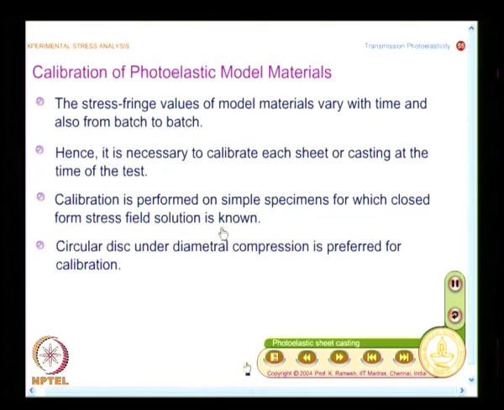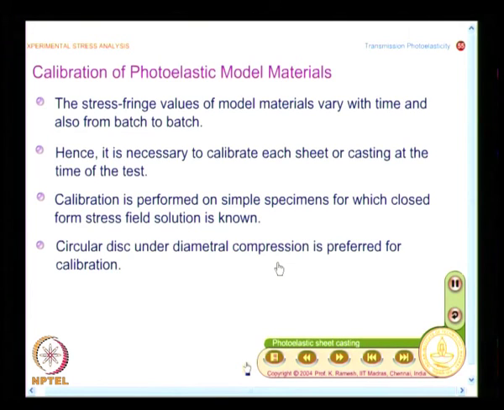When it is a very crucial step, I should perform a very careful experiment to find out f sigma, and for me to do that, what is preferred? Circular disc under diametral compression is preferred for calibration. It is only said it is preferred, you can also do it by other methods, but this gives the least amount of error. And when you look at this, we will find out only one data point by a conventional approach.